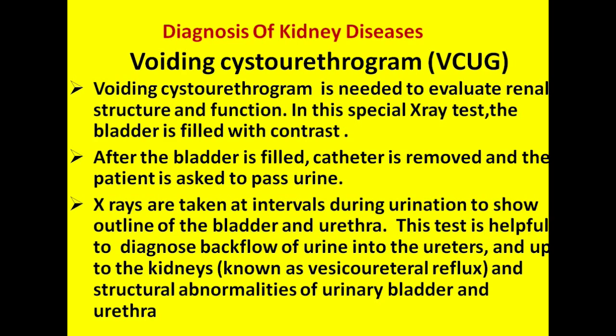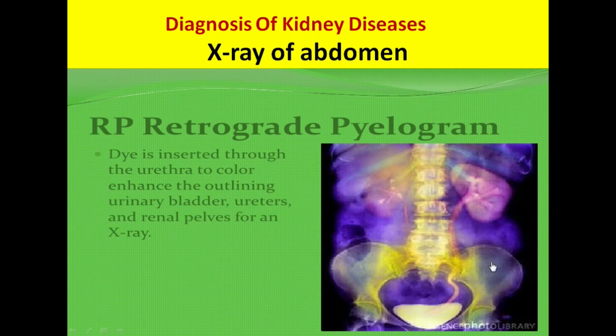Voiding cystourethrogram is a test done to see the renal structure and its function. It is a special test where the bladder is filled with contrast. Once the bladder is filled, the catheter is removed and the patient is asked to pass urine. X-rays are taken at short intervals when the person is passing urine. So this will definitely show if the urine is going in the reverse direction back to the kidney, and this is called vesicoureteral reflux, which is the most common abnormality in the urinary bladder and urethra in children, or sometimes even in adults, which can lead to kidney failure.